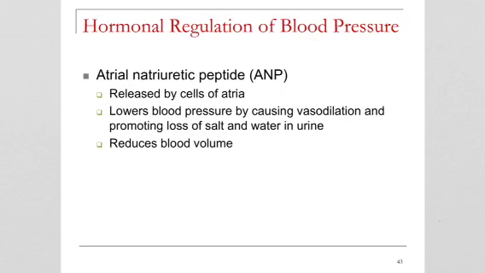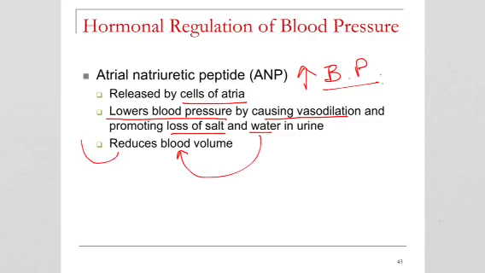ANP. This pathway starts when you have high BP. So the cells of the atria will recognize more blood volume coming in, so blood pressure is high. So it will lower the blood pressure. How does it do that? It will cause vasodilation and lose salt and water in the urine. Because of that, we will reduce the blood volume and the blood pressure goes down.